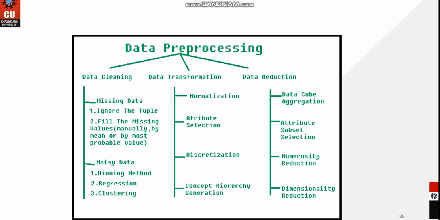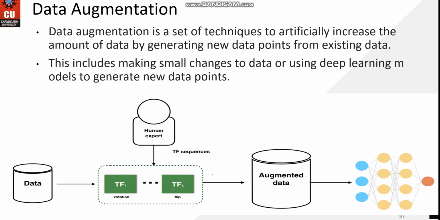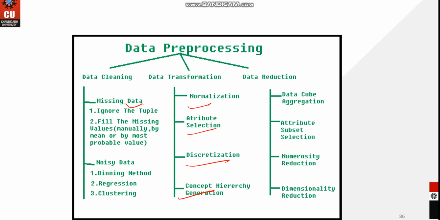So when we talk of data preprocessing, it involves data cleaning, transformation, reduction, missing values, ignoring, normalization, attribute selection, discretization that we have already discussed. And we have a few steps that are involved in performing data preprocessing, like data cleaning. So in data cleaning, we will handle the missing values.